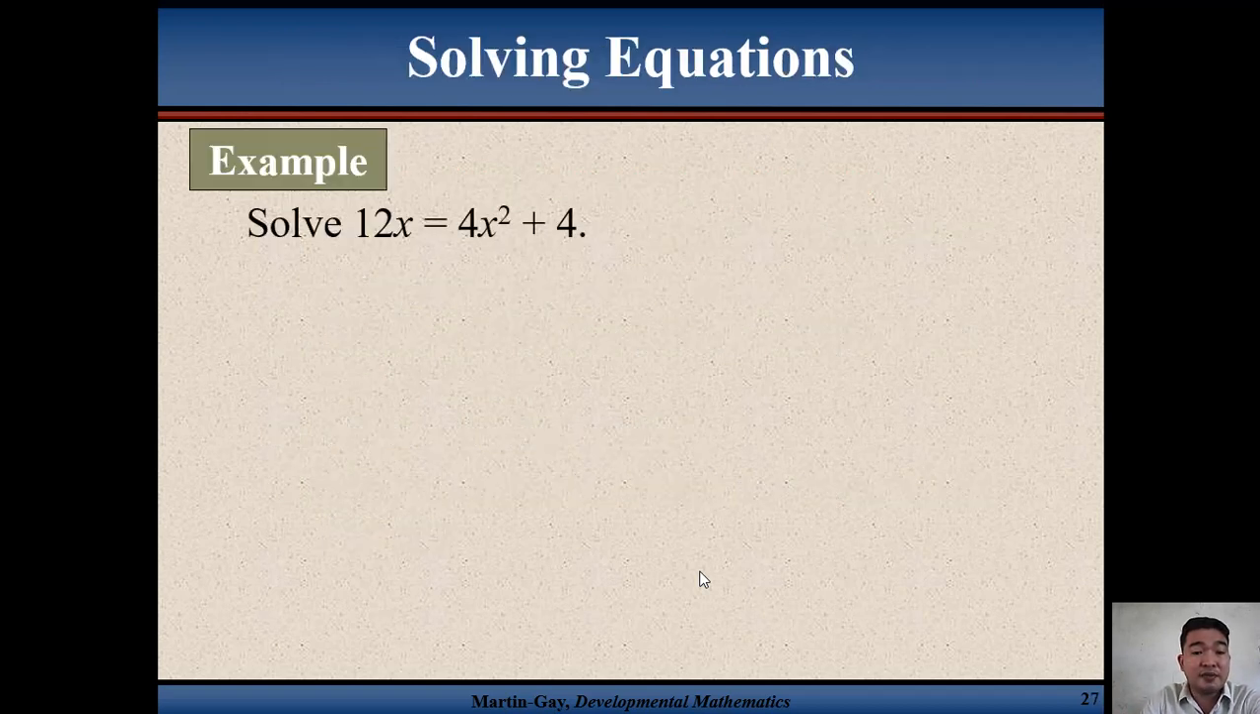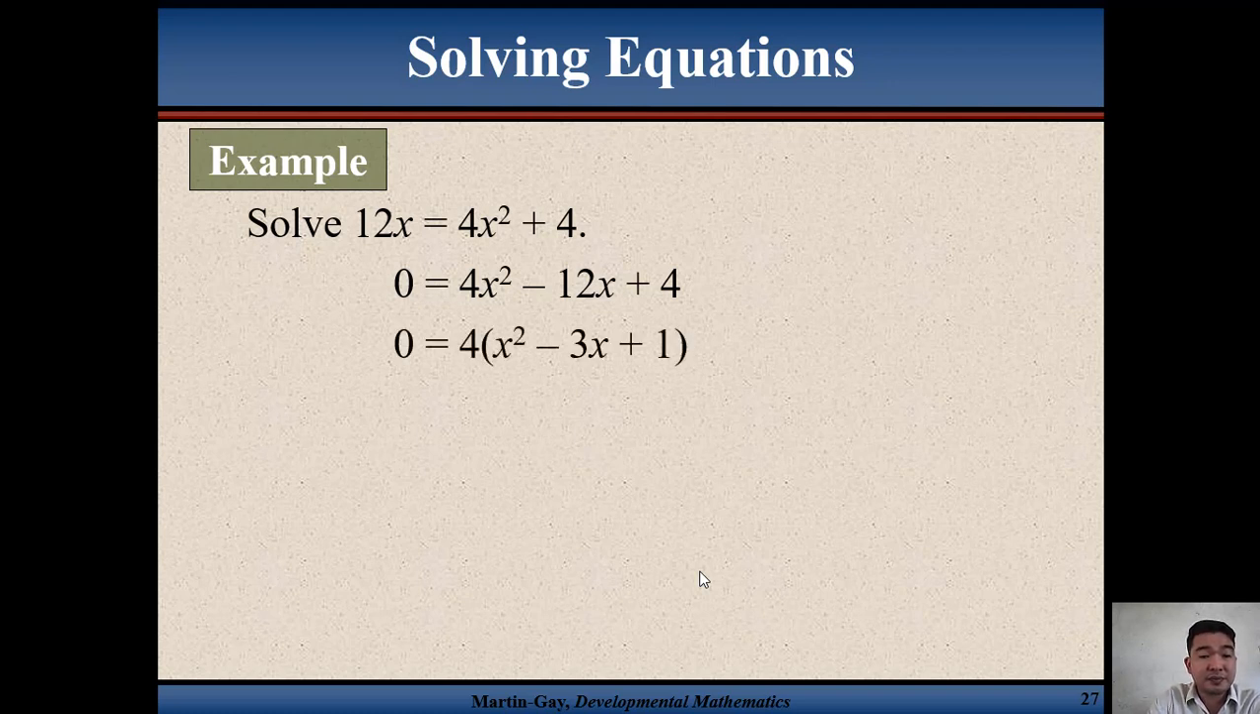Example, solve 12x equals 4x squared plus 4. So we move all the terms to the right side of the equation, or we equate the quadratic equation to 0. And then we factor it. We get the common factor of the equation, which is 4.